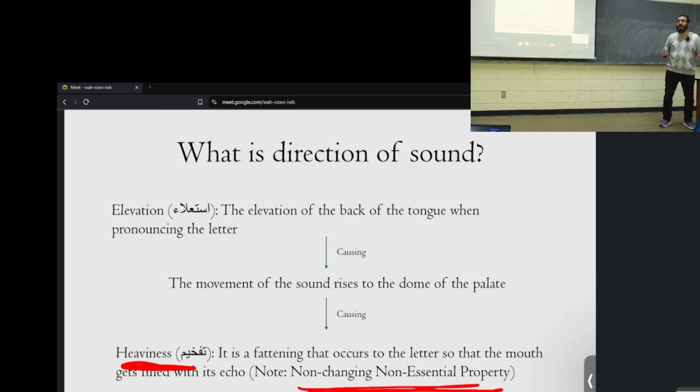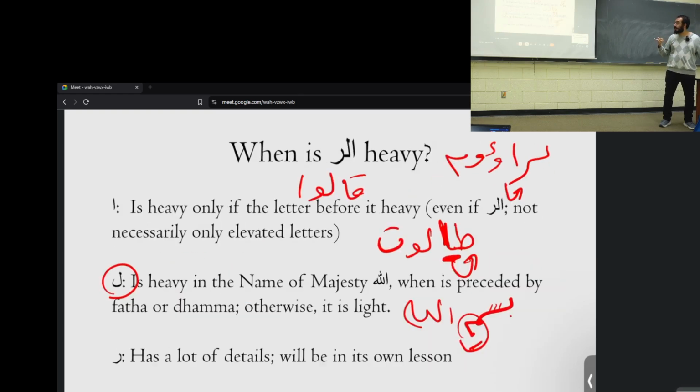Last thing we talked about is heavy letters. What are heavy letters? Back of tongue goes up. Soft letters, back of tongue goes down. That's it. Nothing else. And then we said alif, lam, ra. Sometimes they're heavy, sometimes they're not. The alif is heavy if the letter before is heavy. Lam is heavy only in lafz al-jalala, Allah. Okay? Any questions?